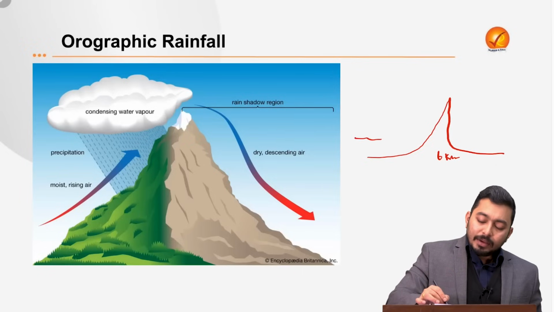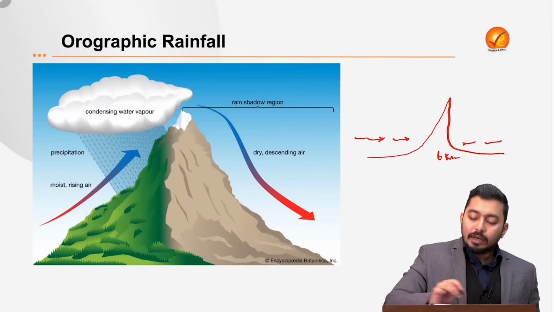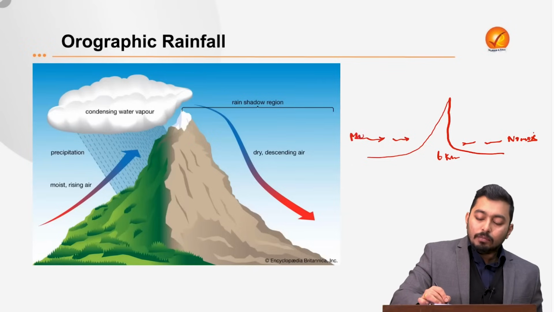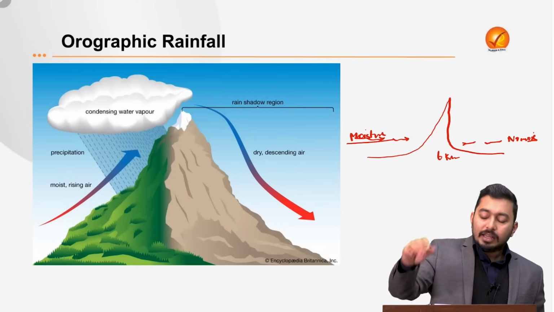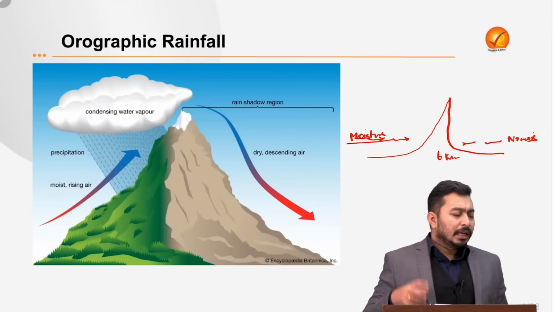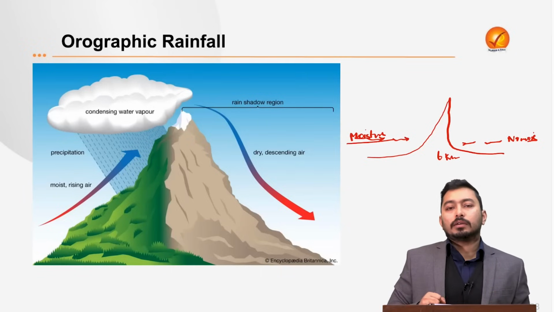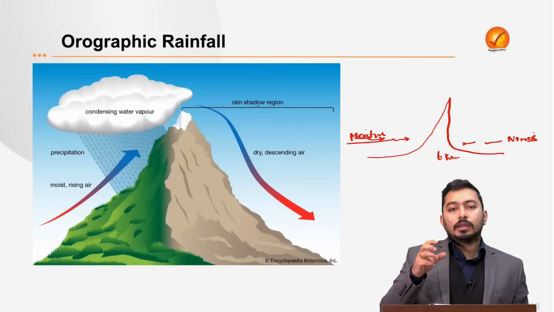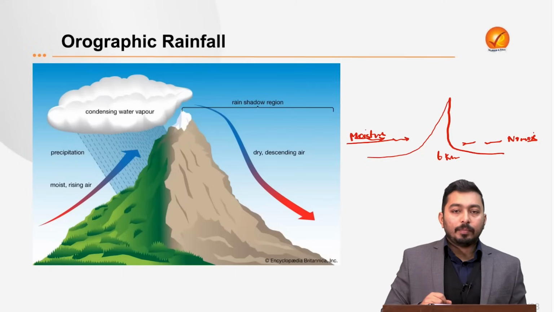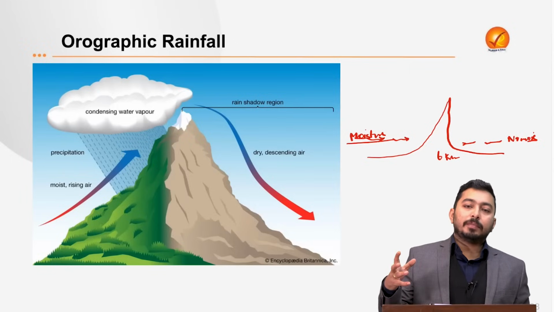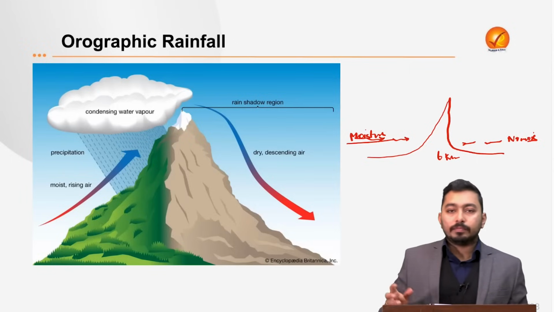Now winds are coming, blowing from both sides. Let's say you have some wind which has no moisture, and here you have some moisture. Now let's take a simple example. Let's say we heat water. What happens? It turns into water vapor. Now what if we cool water vapor? What will happen to water vapor? It will again come back to the liquid form.